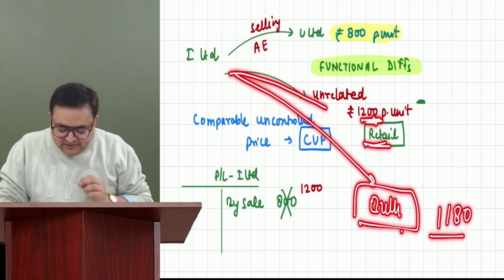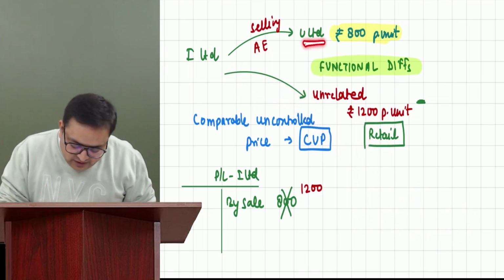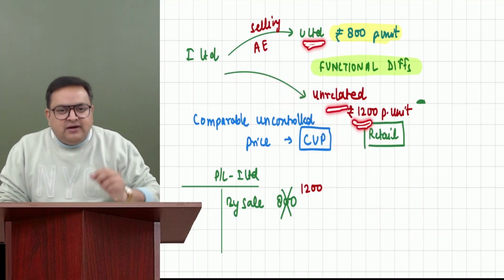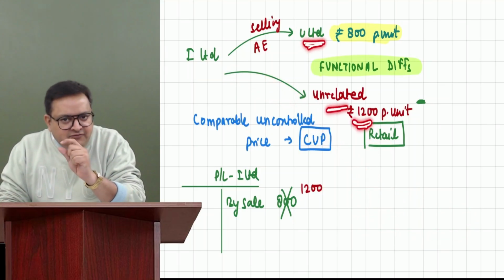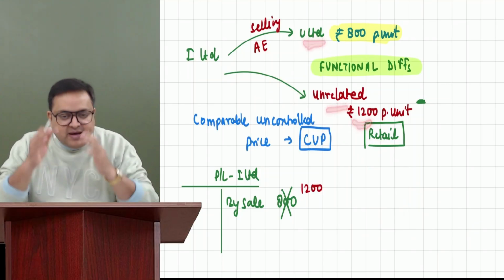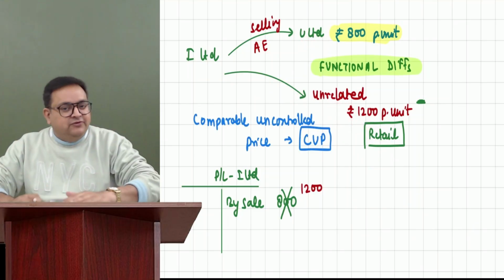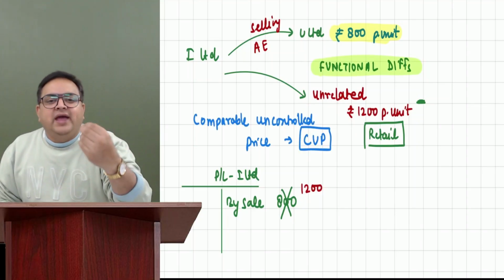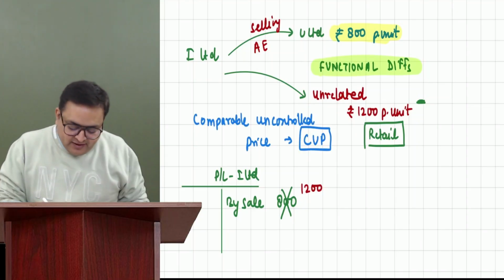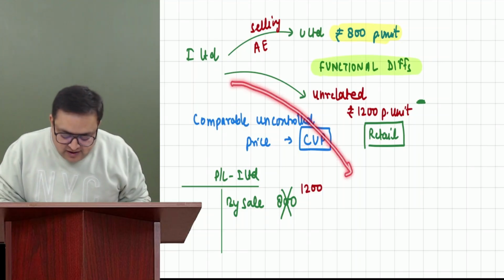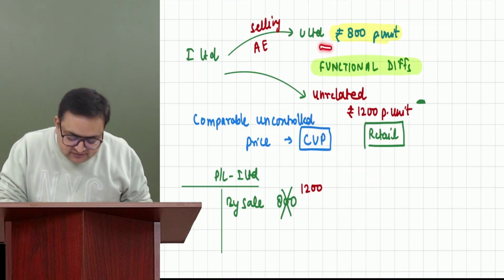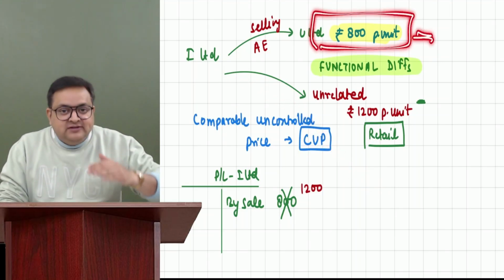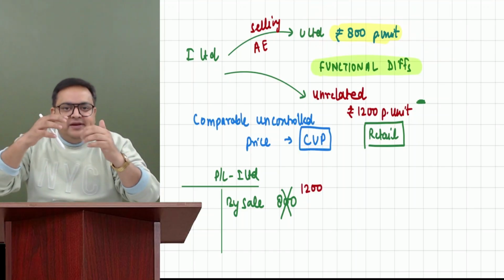Are you understanding? Because now see, this U Limited and this unrelated party are comparable, but there were some functional differences. Just imagine it in your mind, guys. It is only the first time that you will take a little time, but after that you will be able to do it without any error. I'm telling you. You have to compare this transaction to the unrelated party, which should be at the same level.